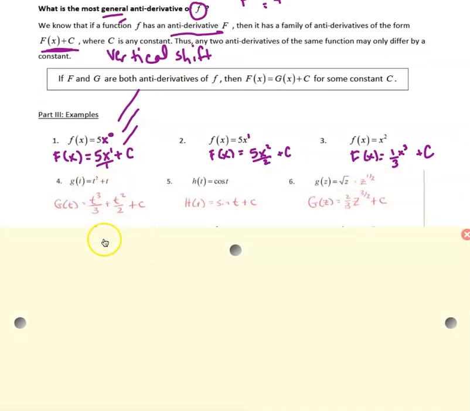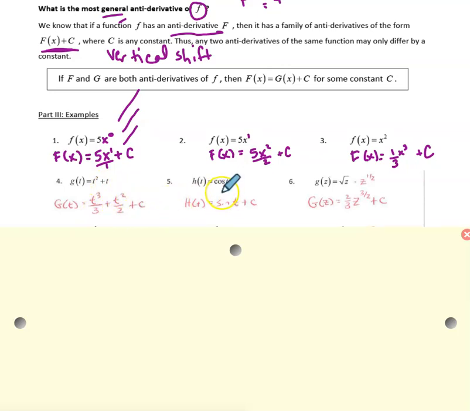Okay, let's take a look at these answers. We are going to continue for number 4 with undoing the power rule. So we go up a degree from t squared to t cubed over 3. Notice we divided by the new degree. T went to t squared over 2, and we added a plus c.